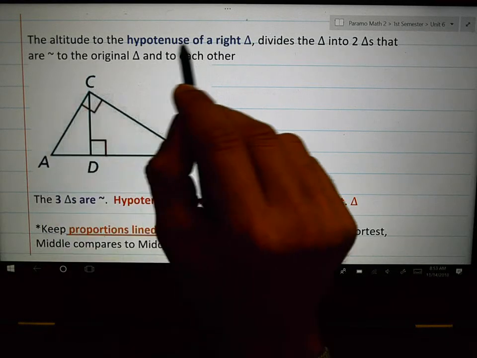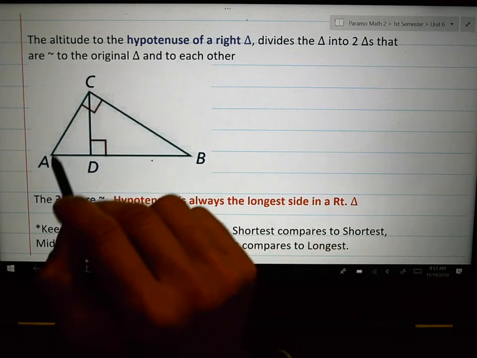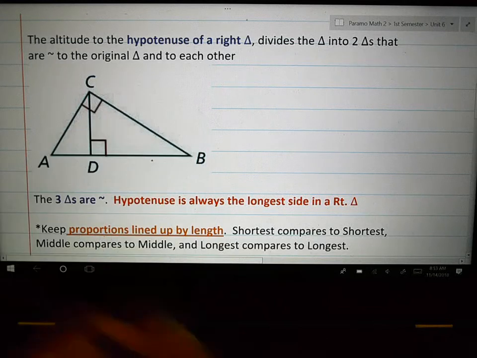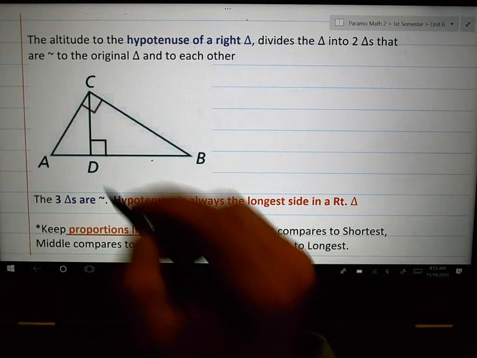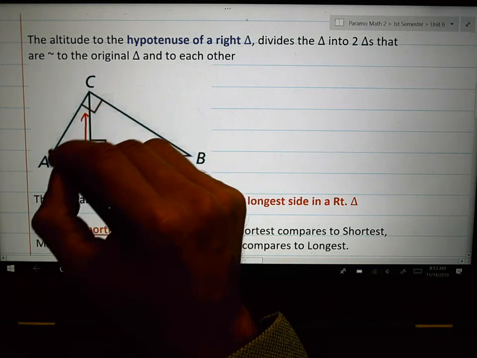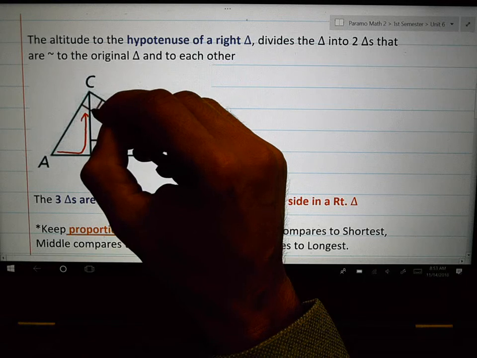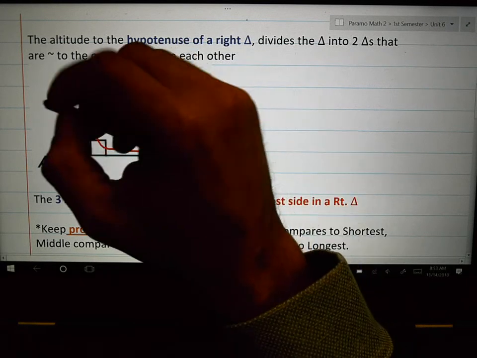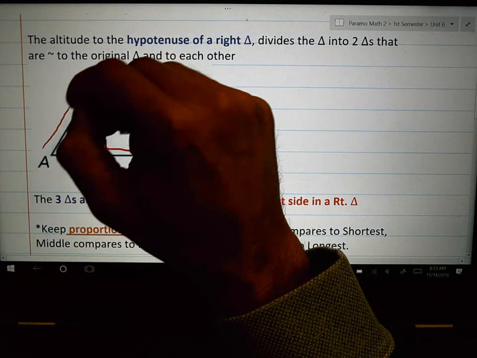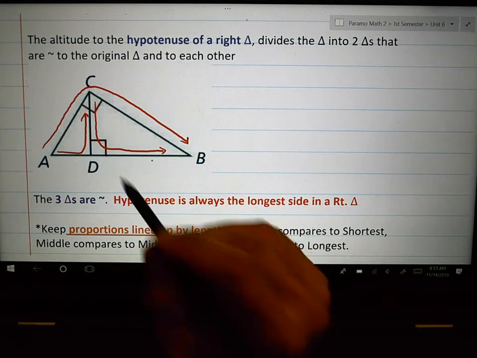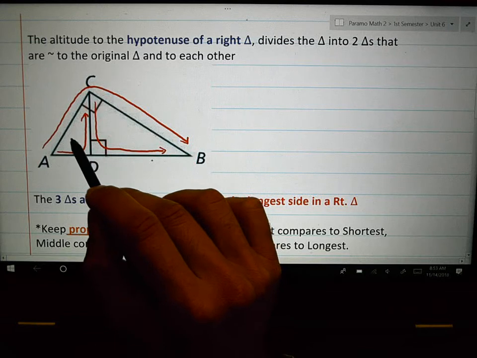If you have an altitude to the hypotenuse of a right triangle, then this makes 3 triangles that are similar to each other. The small, medium, large side is going to be similar to the small, medium, large, which is similar to the small, medium, large. And I draw these arrows here to make sure you understand that your hypotenuse, the one across from here, is going to be your longest side.